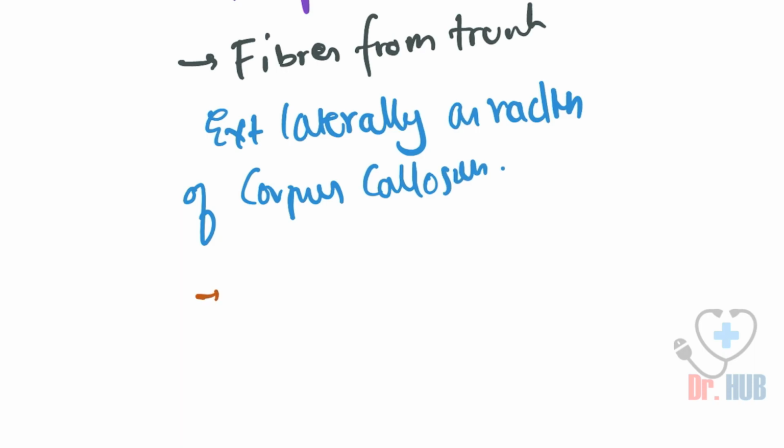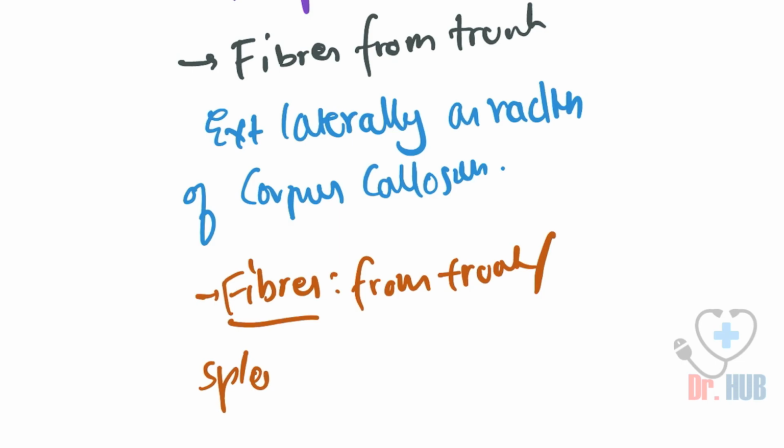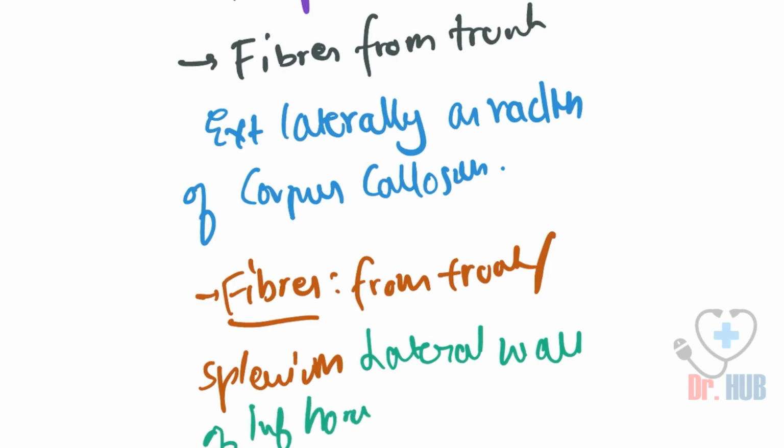Then we look at the fibers from the trunk and also the splenium, which form the lateral wall of the inferior horn of the lateral ventricle. And it constitutes the tapetum.